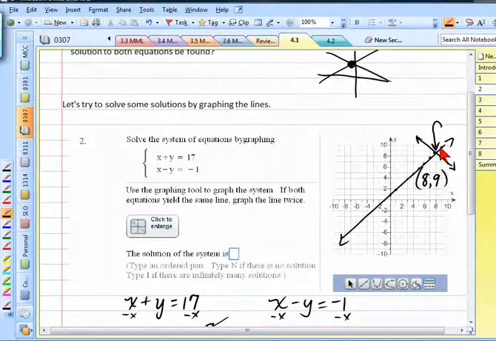Is that okay? So once you've done that part, you've drawn the graph, you'll then go over to where it asks a question, right down here: the solution of the system is, type an ordered pair, type in if there is no solution, we'll talk about that in a minute, type I if there are infinitely many solutions, and we'll talk about that. But we had an ordered pair, and you will type in 8, 9. Is that okay? Do you see why you have to be very careful with your graphing?